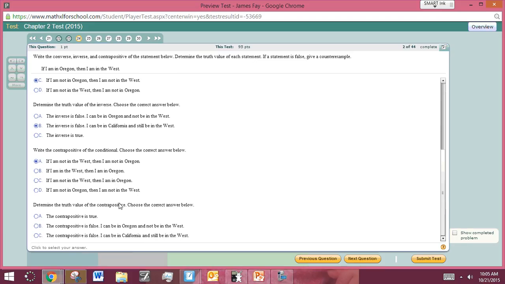And it says determine the truth value of that. Okay, well, this is the contrapositive. If I'm not in the West, which means I have to be in the East, then I'm not in Oregon. Well, that's true, because Oregon's not in the East. So this is going to be true.